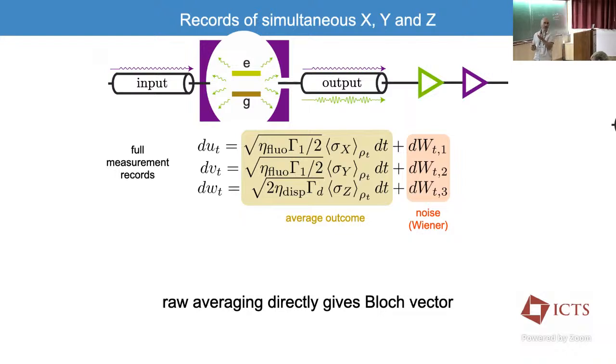So first, what's nice about this system is that if we do a direct averaging of the measurement records without any further processing, we get the three coordinates of the Bloch vector. So this is an example where we don't need to do gate operations, unitaries on the qubit, followed by measurements to do the tomography. We can do a full quantum state tomography by just turning on these measurement channels and averaging the output. And this is what we get.